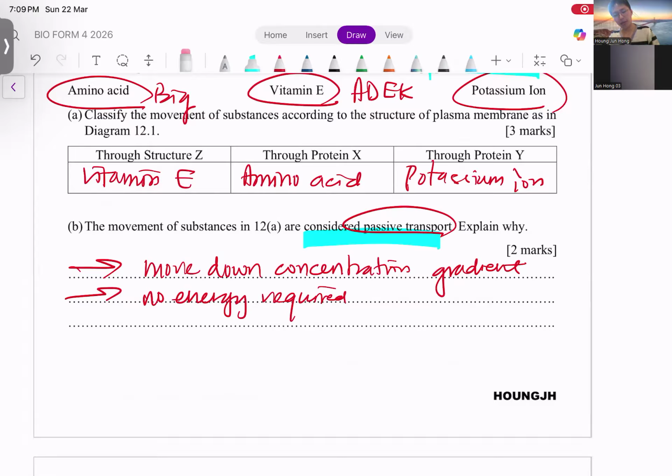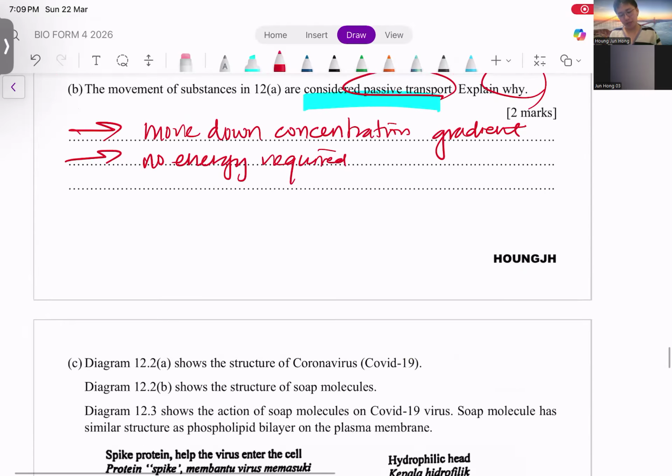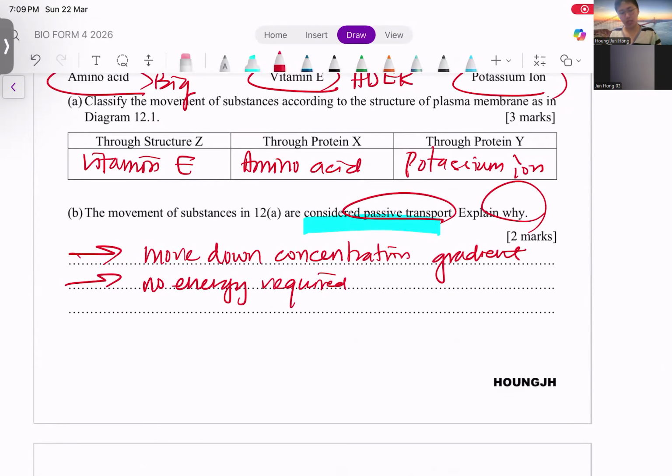So remember, when people ask you like this, explain why, how to answer the why? Just ask yourself, what is the basic I know about passive transport? Oh, I remember I memorized a few sentences about the characteristic. Here you go. That would then be the point. Okay, yes. Next one. 3, 3, 3. 3, 2, 3, 2, 1.